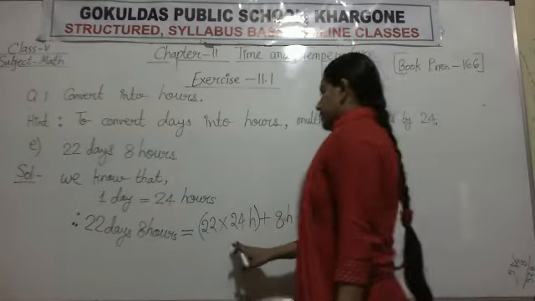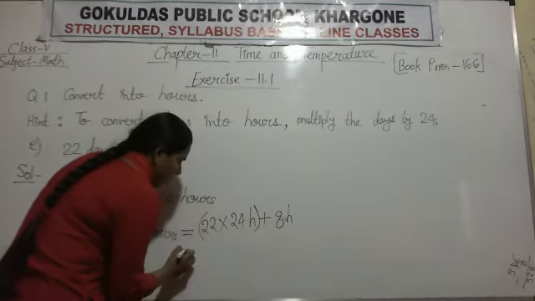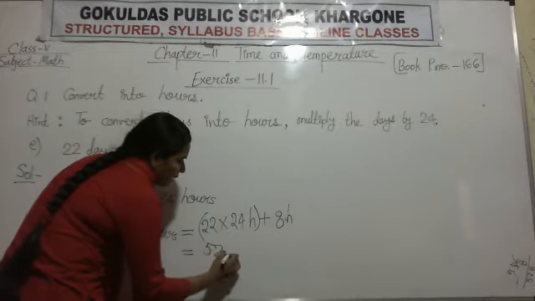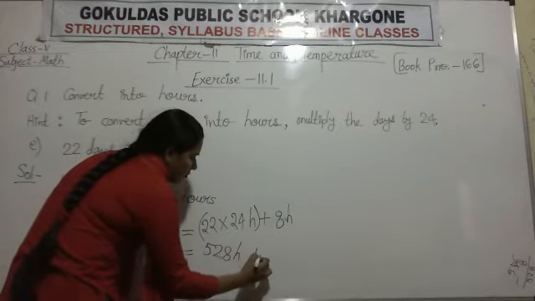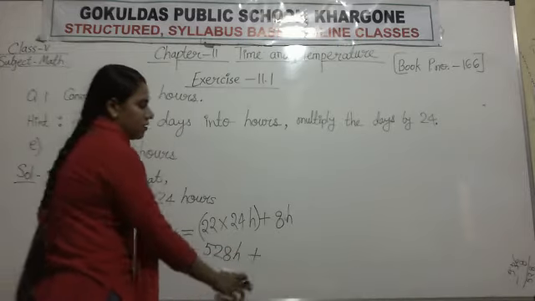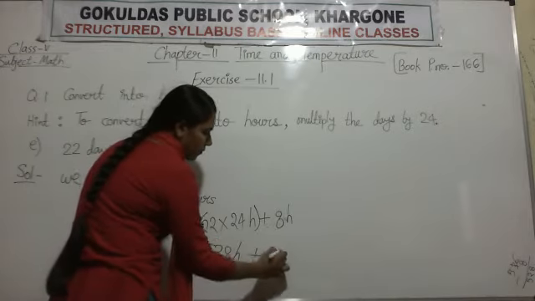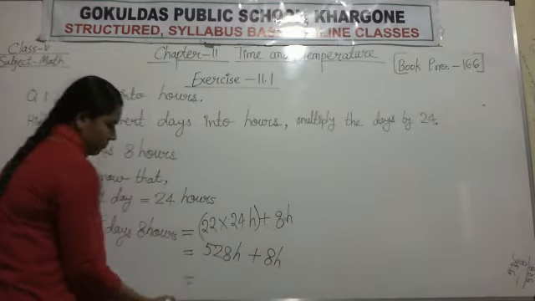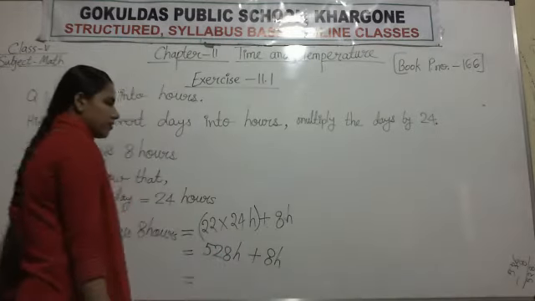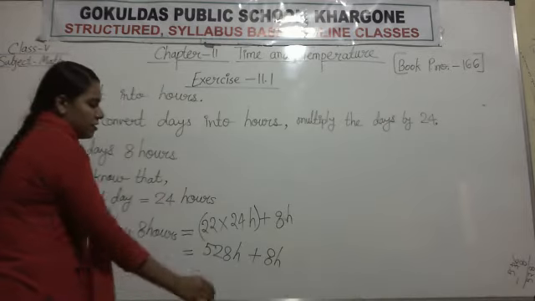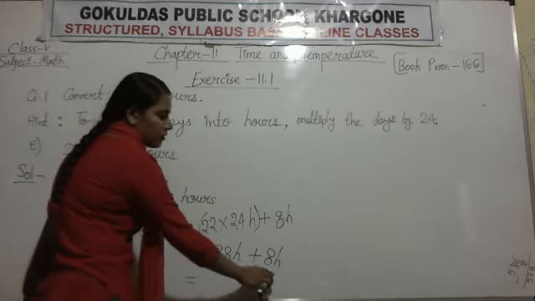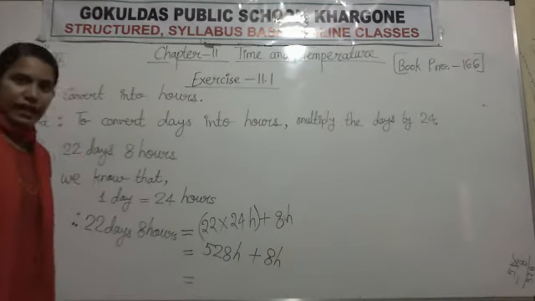Okay, so when we multiply these two, my result is 528 hours. I hope you got the same result. Plus 8 hours. Now add hours plus hours. We can add the same units. This number is also in hours, so we can add them.